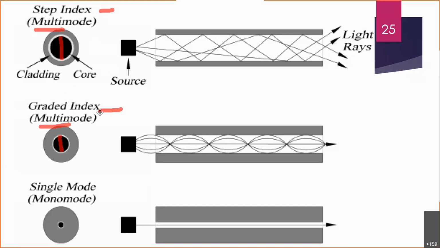And again, to remind you, some people classify based on the refractive index also. That's why this is step index and this is graded index. So don't worry, it's basically multi-mode only. And then you see this source again, and you see this light path. Basically they follow this kind of path every time, like this.